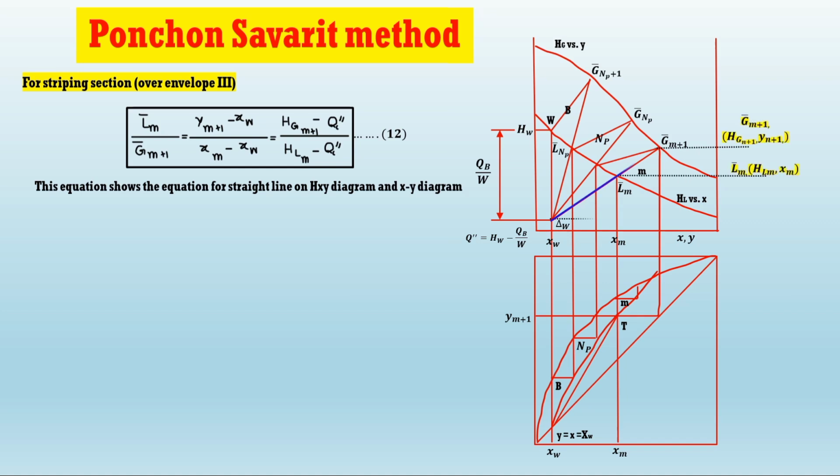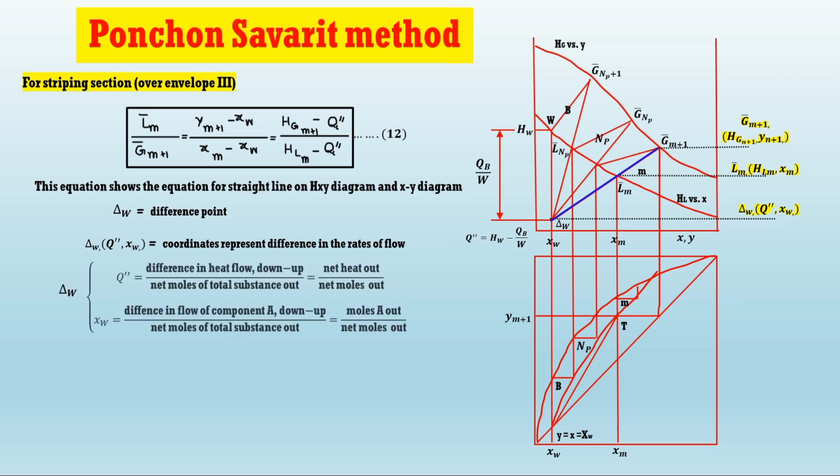HLm, Xm at L'm and Q'', XW at delta W, where delta W is a difference point whose coordinates represent differences in the rates of flow, such that Q'' is equal to the difference in heat flow from downside to upside divided by net moles of the total substance out. Or we can say that Q'' is equal to net heat out divided by net moles out.